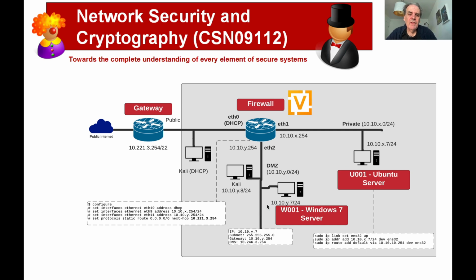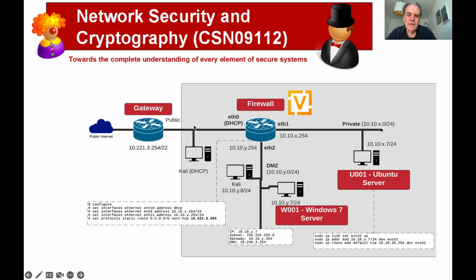Right, so we're going to configure this network. In this case we'll use the Vyatta firewall. It's got 3 network connections. The first one connects to the public network, the second one to the private, and then the third one to the DMZ or the demilitarized zone.